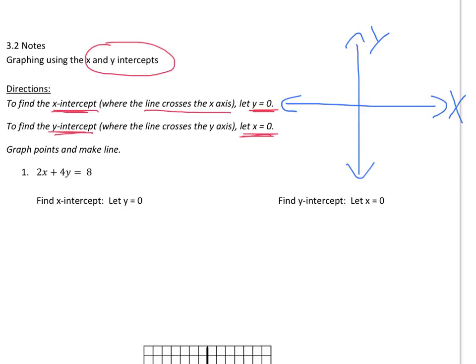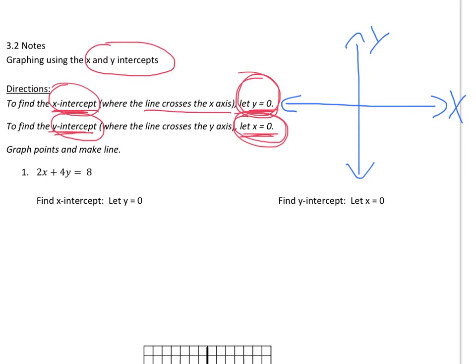So in the end, to find an intercept, let the opposite variable equal 0. For the x-intercept, I let the opposite variable of y equal 0. To find the y-intercept, I let the opposite variable of x equal 0. If I can just do that, it'll give me those 2 intercepts. I'm going to graph those 2 points and then connect them, and I have my line.